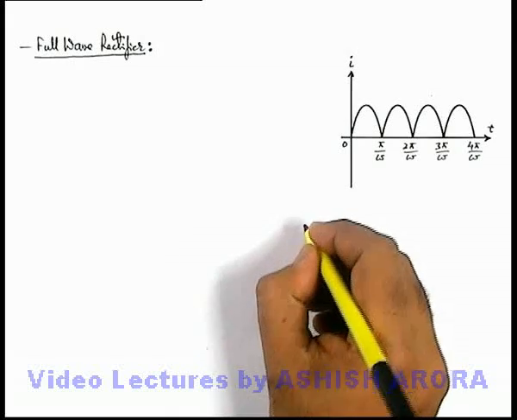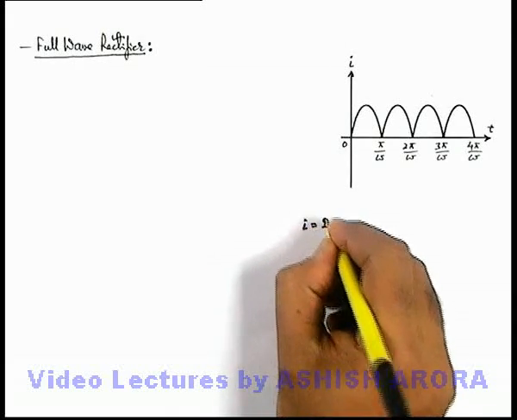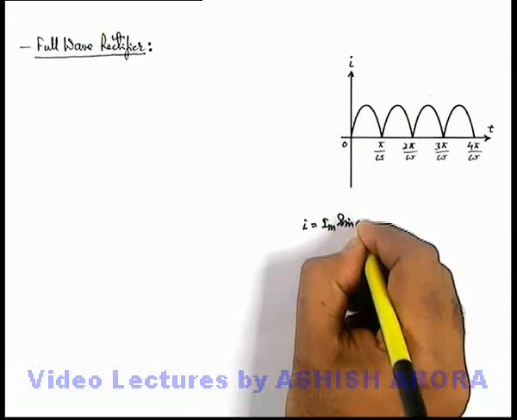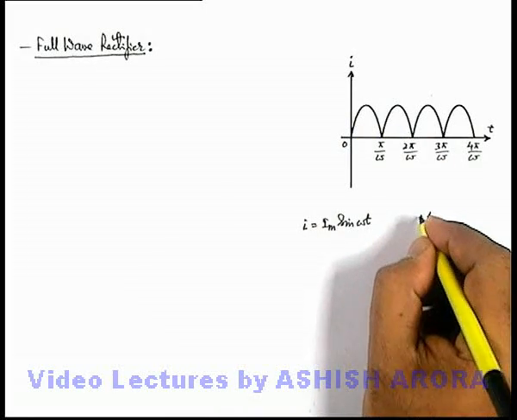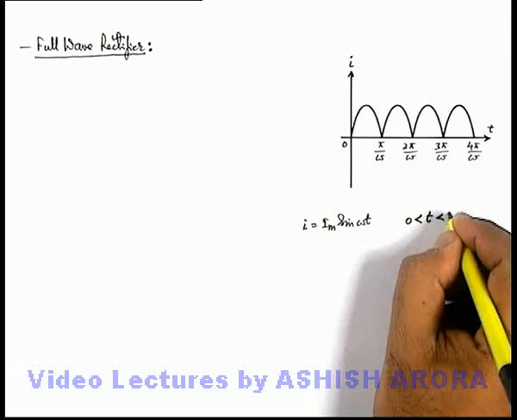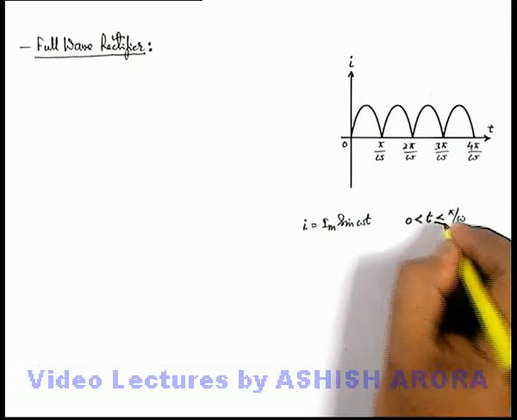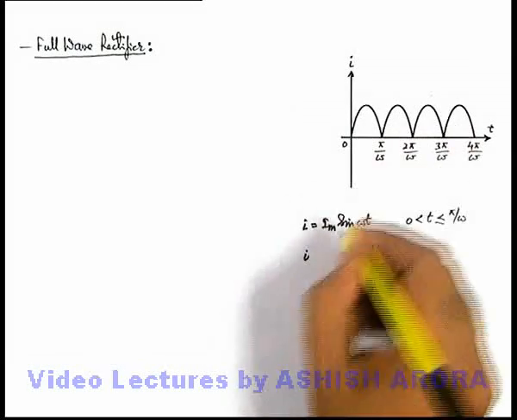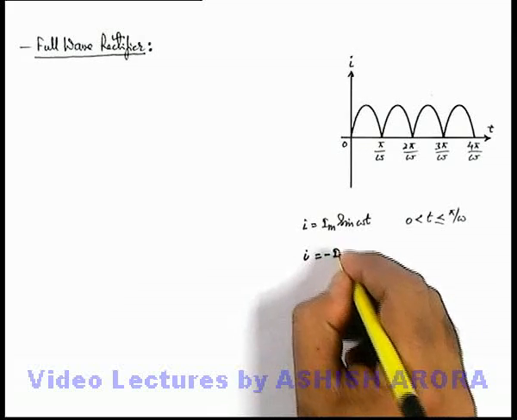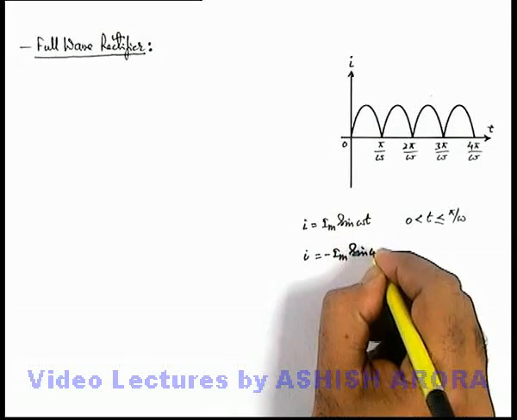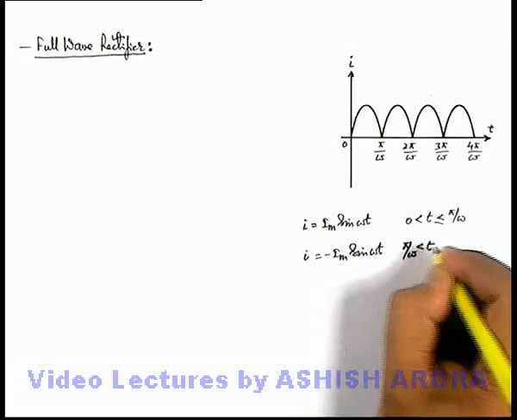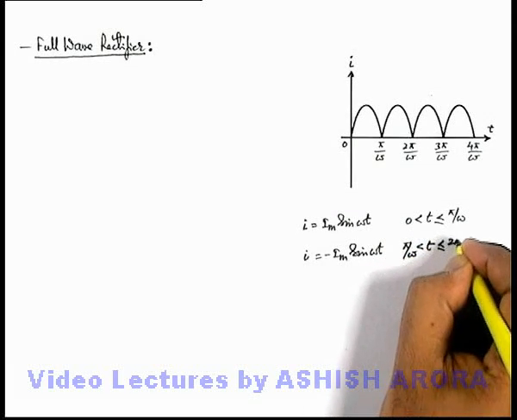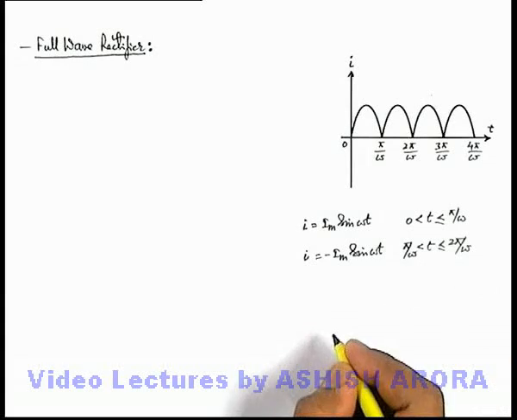Here we can write the function of current as Im sin omega t for the first half cycle, that is from t more than 0 to pi by omega. And then the value of current is reversed. This will be minus Im sin omega t, which varies from t equal to pi by omega up to the complete cycle, that is up to 2 pi by omega.